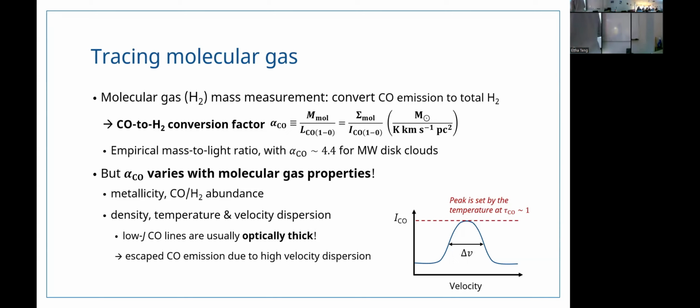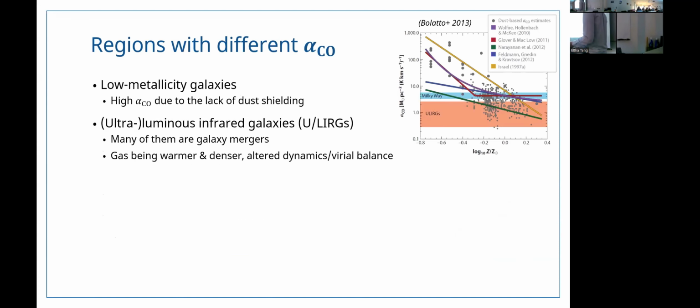And so all these are just showing that alpha CO is not a simple constant value, but it is tied to the molecular gas conditions like temperatures and velocity dispersions. So now we know that alpha CO depends on molecular gas properties, so we would expect that regions with different environments should have different alpha CO values. And this is exactly what recent studies have found.